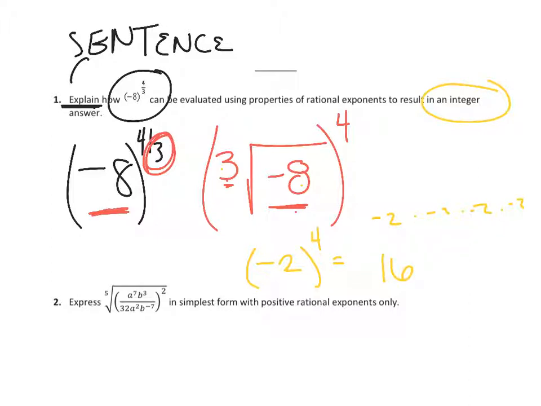So all I'm literally going to do is write a sentence saying what I did. So in English, I would say, I took the cubed root of -8, so I'm writing that out on my paper, which I got -2, and then I raised it to the fourth power to get 16. And that's all they're looking for. Just explain in words what you did.